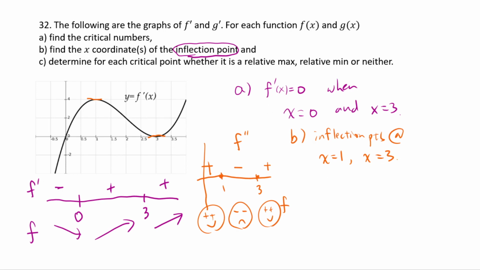All right, and then now back to our critical points. The critical points are 0 and 3. And for 0, we see that the function is decreasing and then increasing again, so it must be a relative minimum.